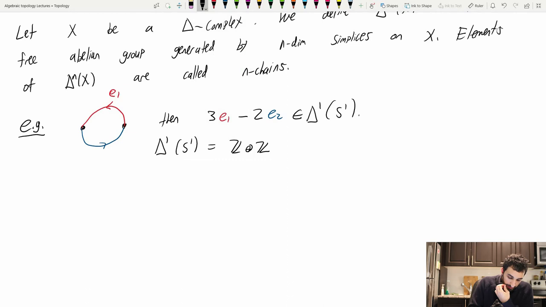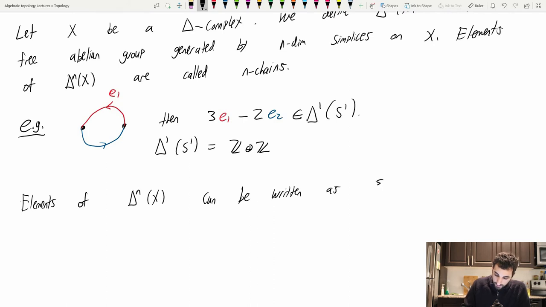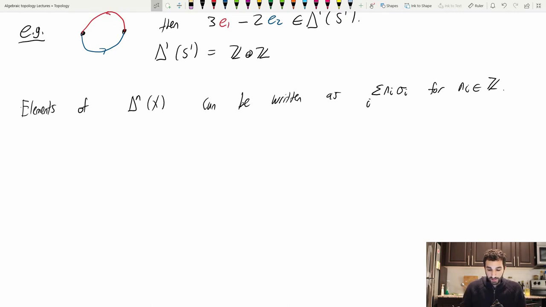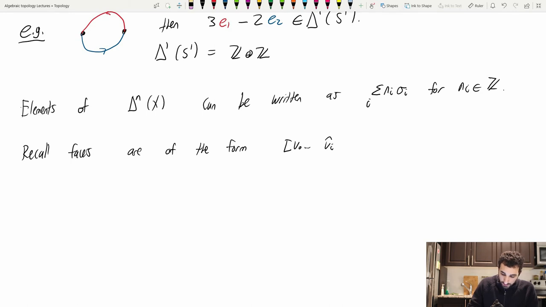So elements of delta n of X can be written as the sum over i of n_i sigma_i, for n_i some integer, and sigma_i maybe one of these maps into my space. So we want to work towards a definition of the boundary of these n chains. We want all this to sort of be oriented in a way. So recall, faces are of the form V0 up to V_i hat, where V_i hat means I exclude exactly V_i, up to V_n.